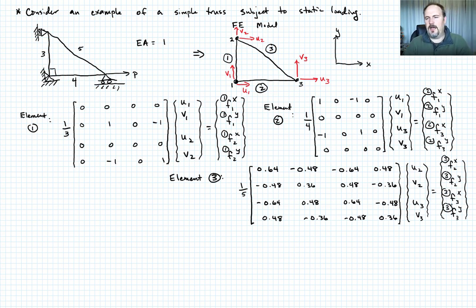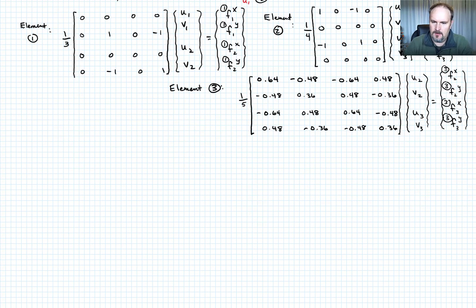I know this took a long time to set up, but since I'm going to walk through carefully how we take each of these 3 elements and assemble them into a global system, I want you to have all 3 elements at your disposal to work with. So now we want to assemble these element stiffness equations into a global stiffness equation, a global system of equations.